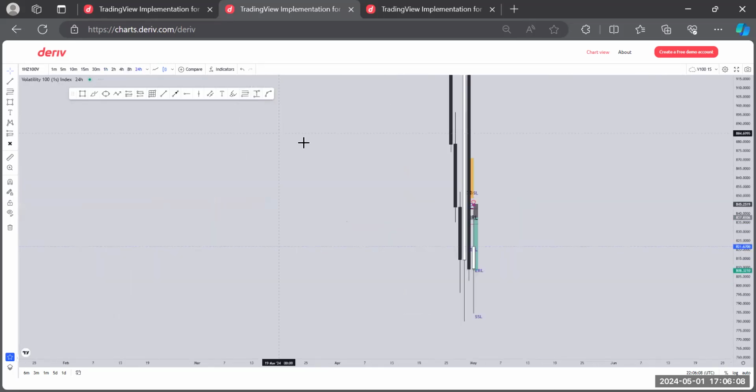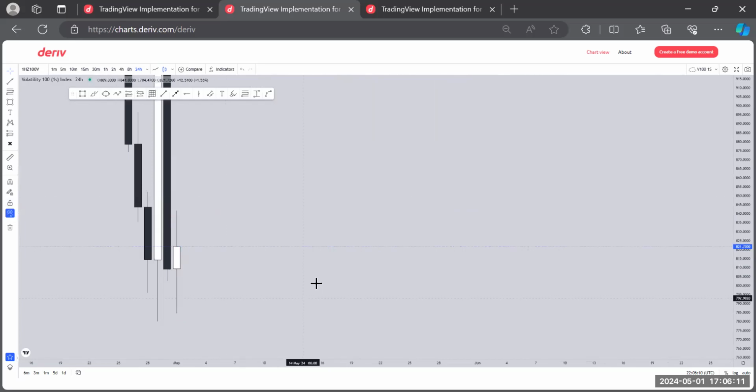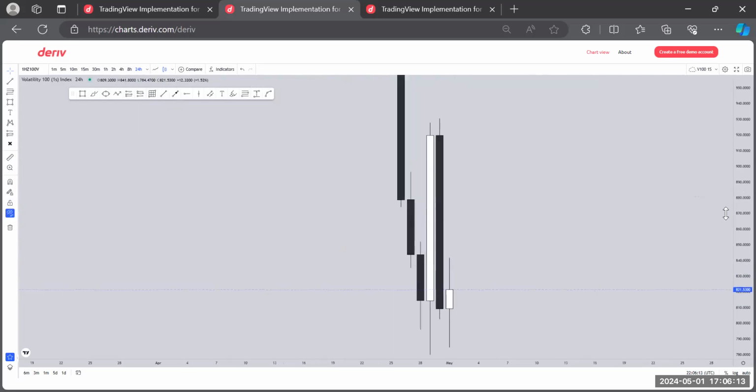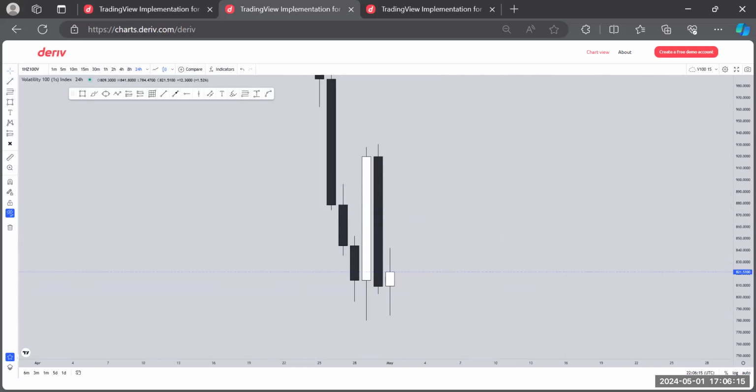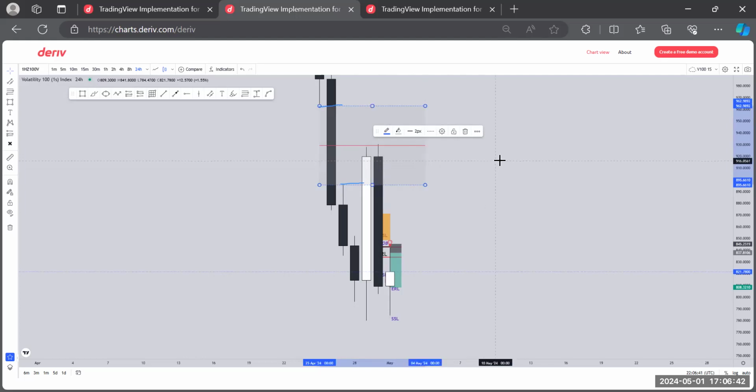From the 24-hour, you could see that market or price traded into this daily fair value gap and probably respected the 50% consequent encroachment level of the sell side imbalance, buy side inefficiency.